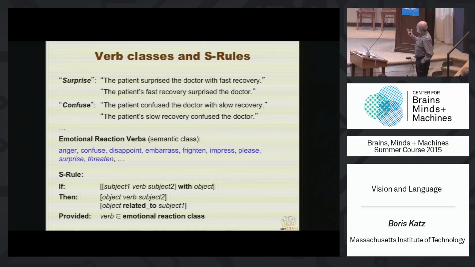And what is really amazing and very interesting is that this syntactic alternation works the same way for verbs of the same meaning, of the same semantic class. This particular class is called emotional reaction verbs, and it's a large semantic class of about 300 verbs, and they all behave identically from the point of view of that alternation. And it's true for all other alternations that I showed you.